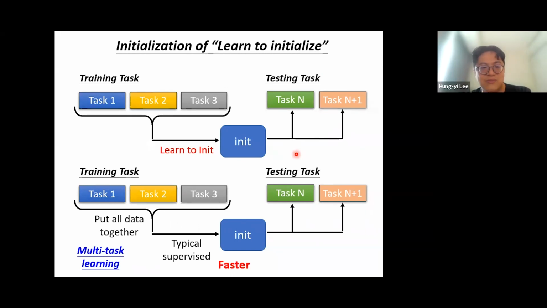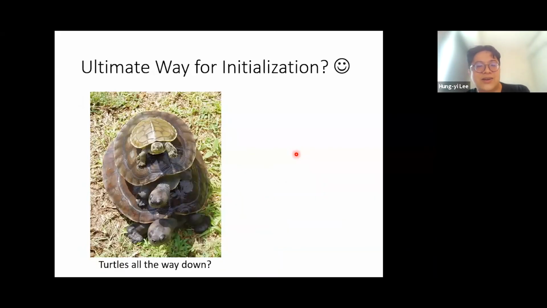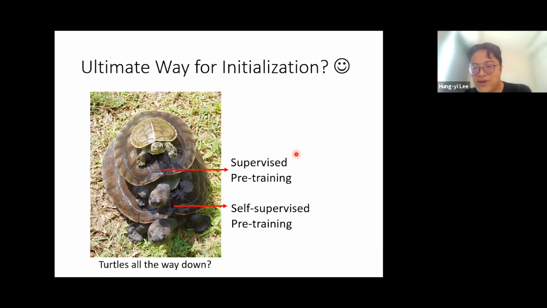So you can use multitask learning as the initialization of MAML. You do multitask learning first, then you apply learning to initialize. Multitask learning is faster and MAML is slower but better. So you use multitask learning to find a better solution, probably close to the solution of MAML. Then later on, you apply MAML. So now the whole initialization process becomes like this. Self-supervised learning is the first stage. Then you do supervised pre-training from the training tasks. Then finally, you do learning to initialize.